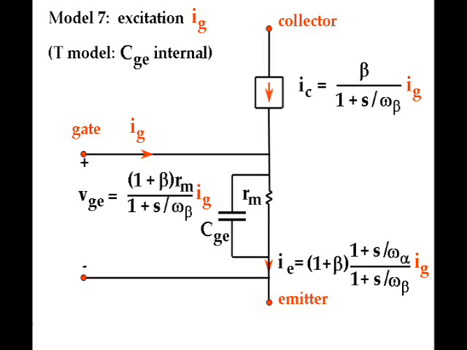Within the frequency range between the beta and alpha cutoff frequencies, the emitter-gate current ratio is proportional to complex frequency S, causing a source resistance to be reflected to the emitter leg as an inductance, and a load capacitance to be reflected to the gate leg as a negative resistance.